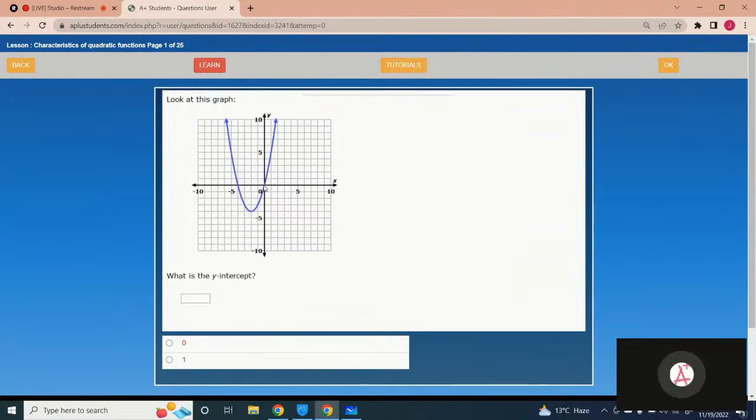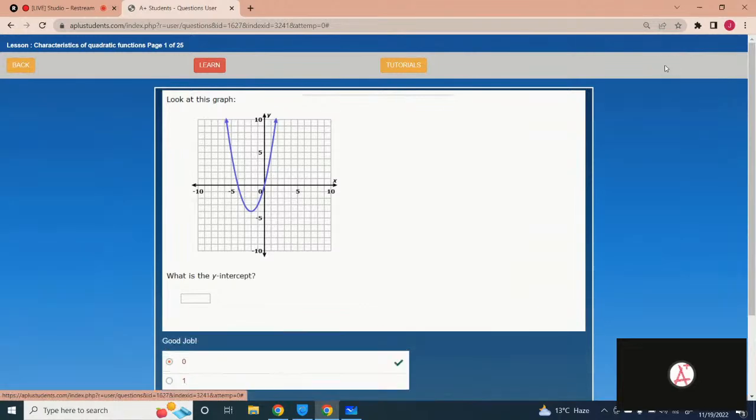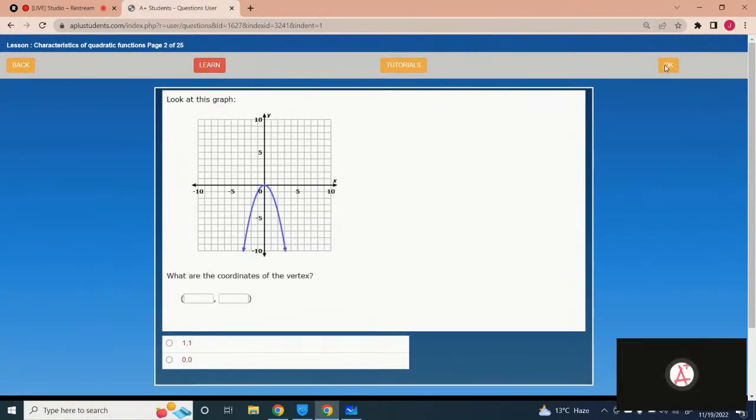A big graph is a bit difficult to understand. That's why I'm not drawing the graph by myself. I'm using the ones that are already on the test. So look at the graph carefully.